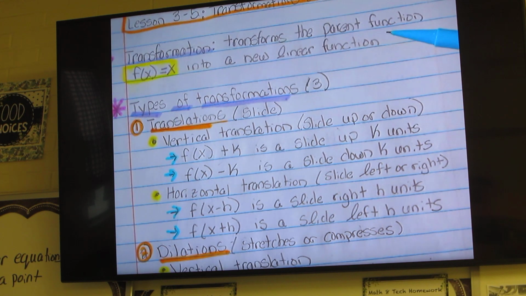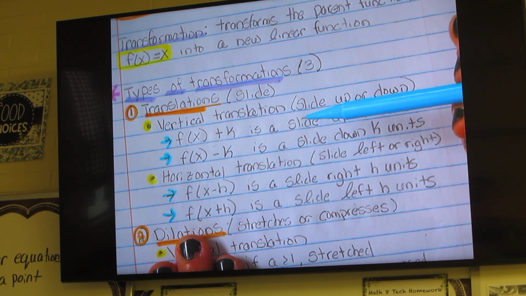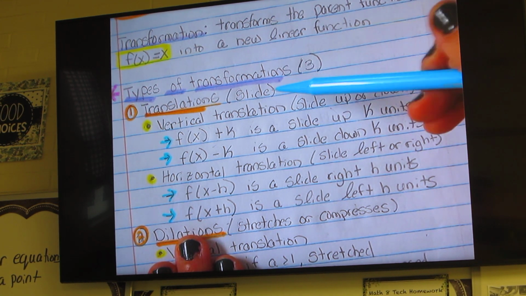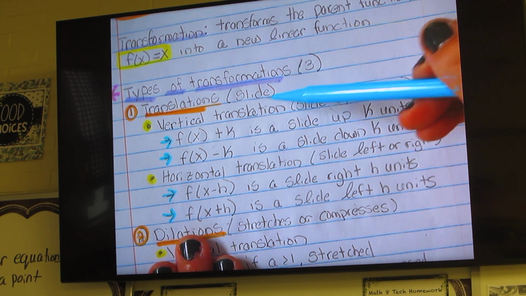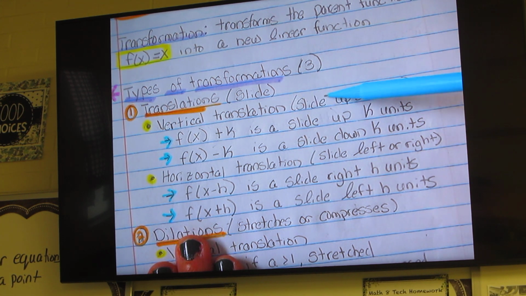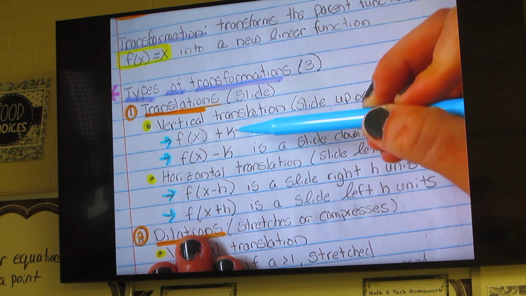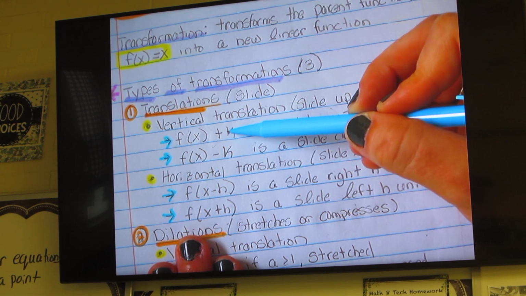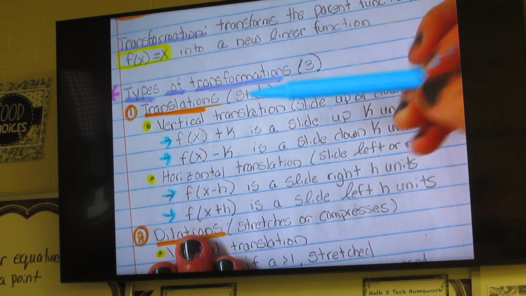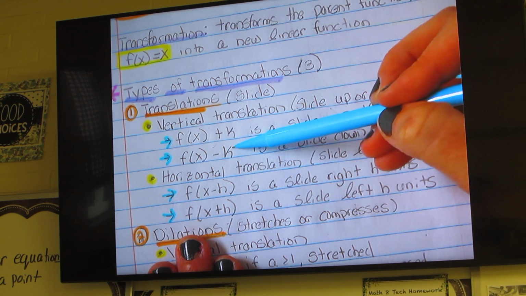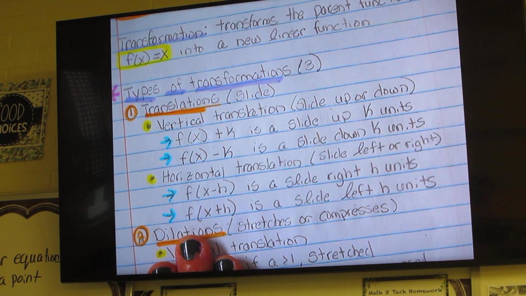The first option is a translation, which is just a slide, okay? Slide up, down, left, right. We consider it a vertical translation, which is a slide up or down, if you are adding or subtracting an amount, okay, and it's not inside of a parentheses. If you're adding, you go up. Subtracting, you go down that many units.